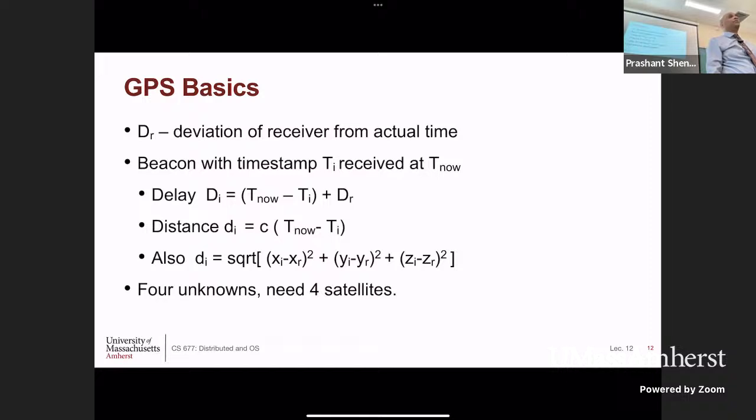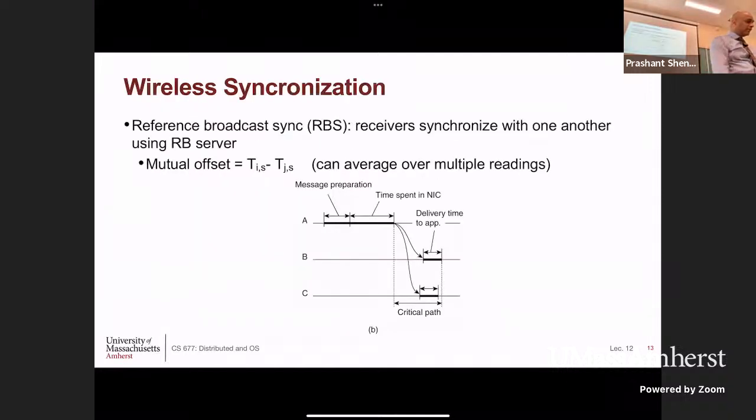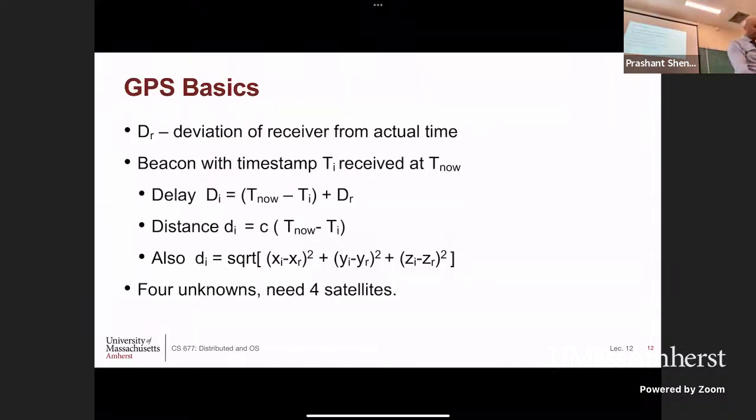Also synchronization, but different approach. All right. So yes, go ahead.